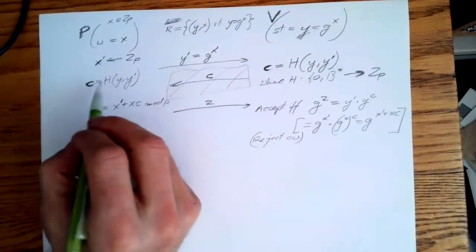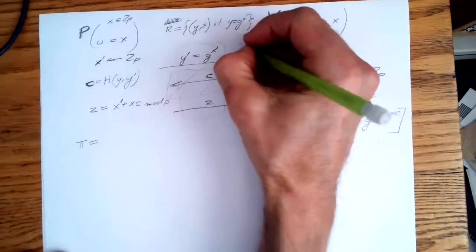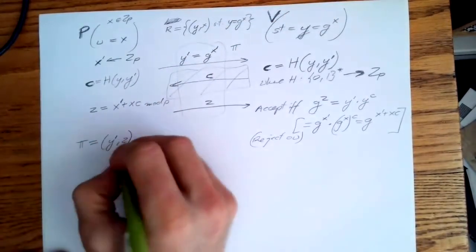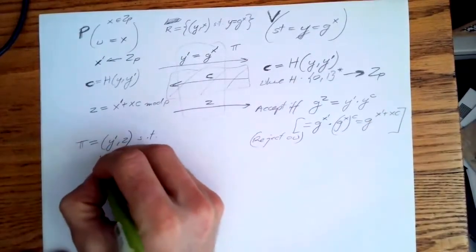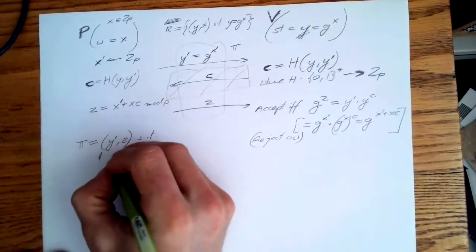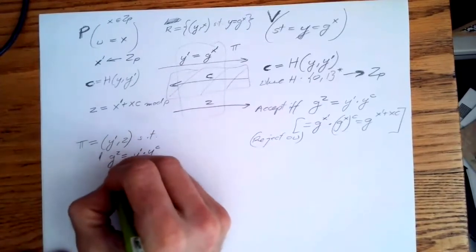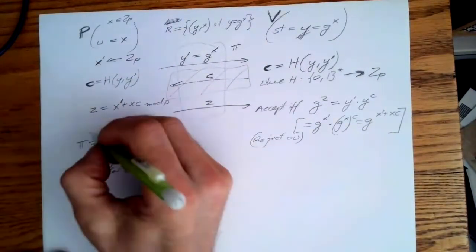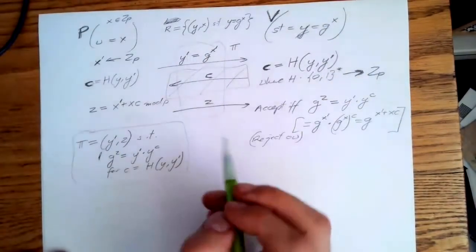Because in the random oracle model, the challenge can be computed locally. So in fact, this can be combined, and this is the proof. So the proof is y prime, z, such that g to the z is y prime times y to the c, for c, which is the hash of y and y prime. Let's argue that this is zero knowledge.